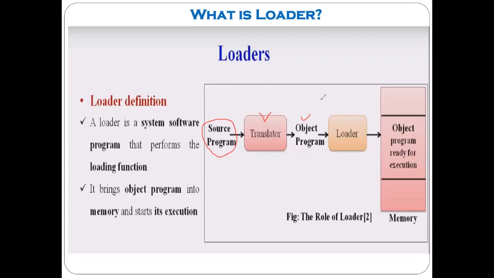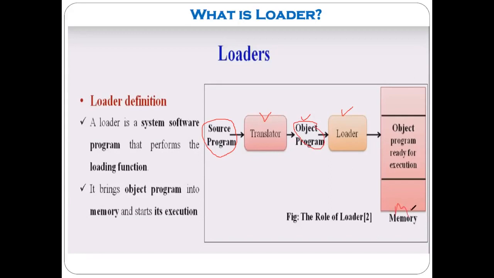But to execute that program, the program needs to be there in the primary memory. Now who is doing this task of taking that particular program to the primary memory? That task is done by one of the system software, that is nothing but our loader. So loader functionality is nothing but what? Loading. What to load? Loading the particular object program which is generated as the output of the translator into the main memory.